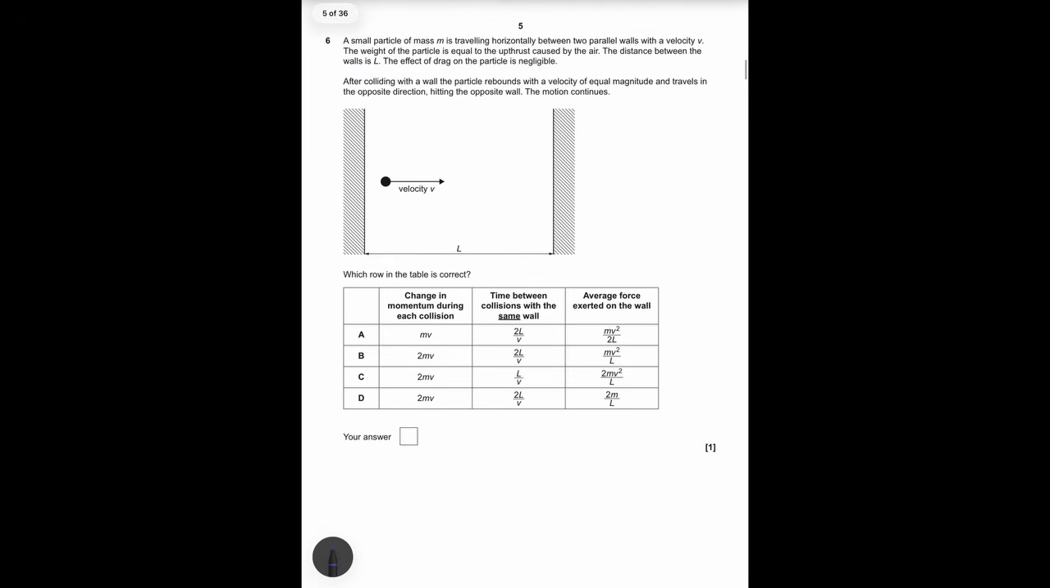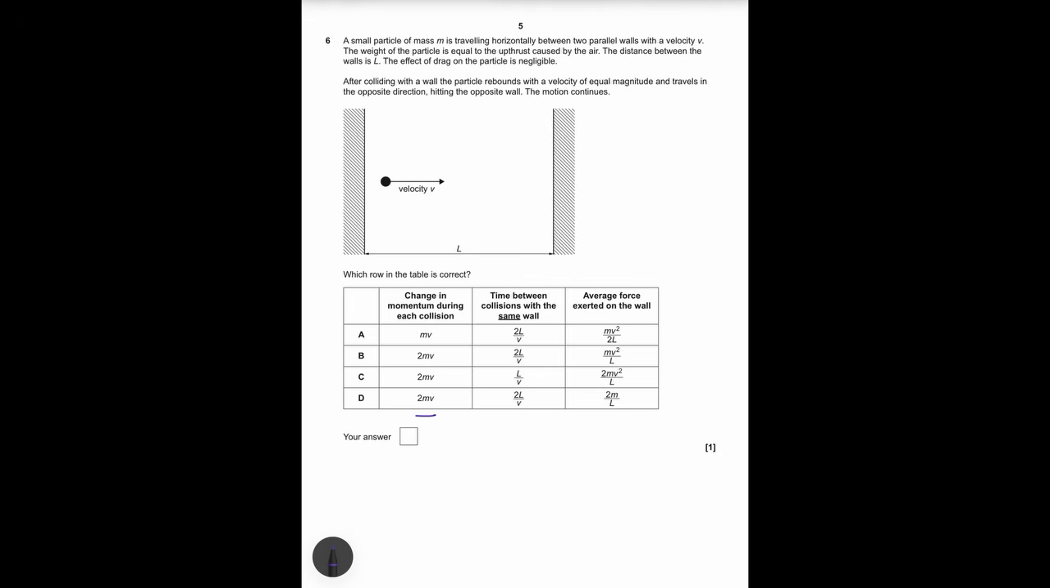So we can just move straight on to question 6. So what's the information that I've got in there? And even before reading the question, I can see something about change in momentum, average force is going to be that. So it's the same kind of thing as before. I'm just looking at the options that I've got. And the change in momentum is either going to be 2mv or mv. It's going to be one of those two.